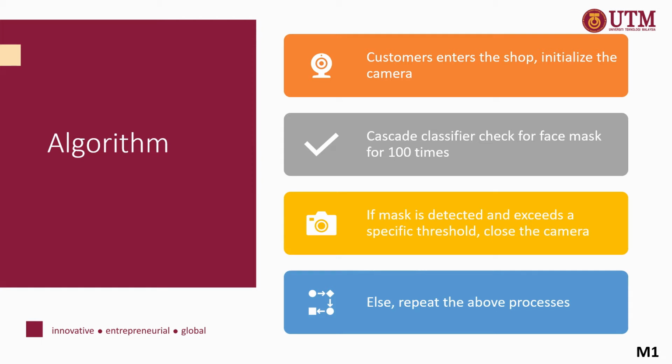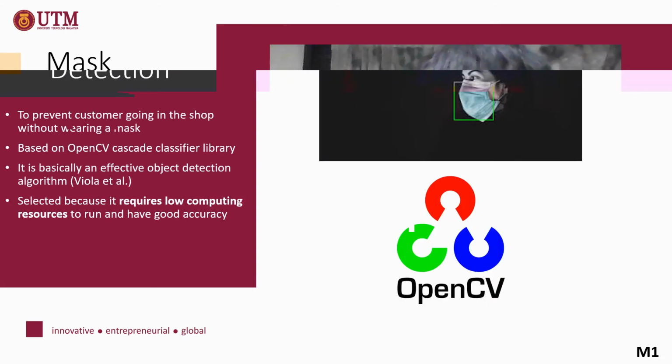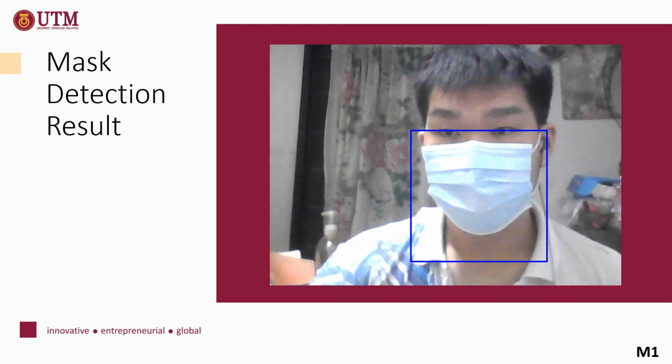First, when the customer enters the shop, the program will initialize the camera, and then the Cascade classifier will check for the face mask 100 times. And finally, this is the mask detection result. As you can see in the figure on the right, when the program finds a mask, it will draw a blue rectangle around the region.